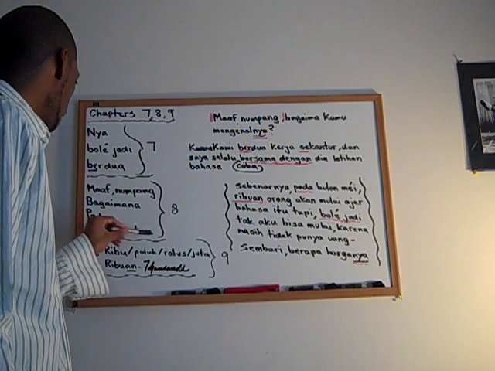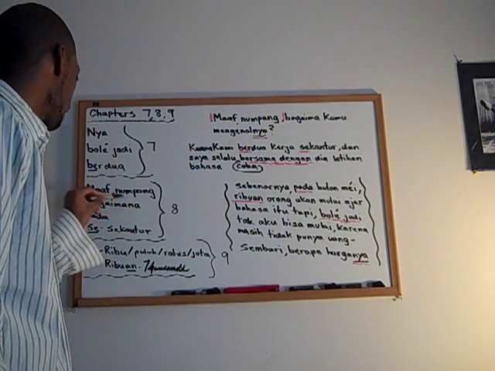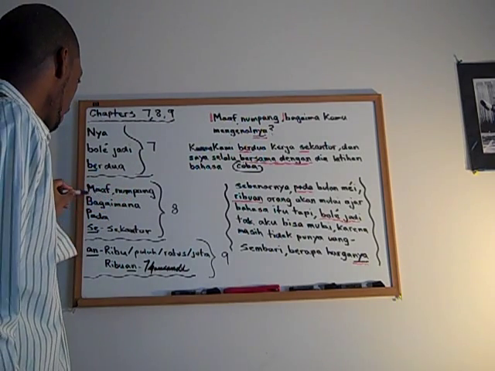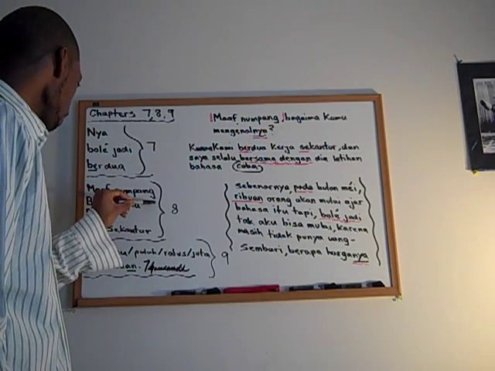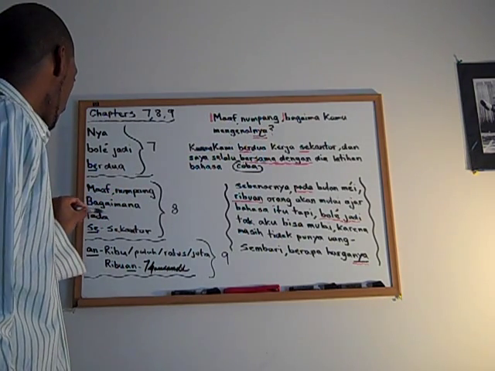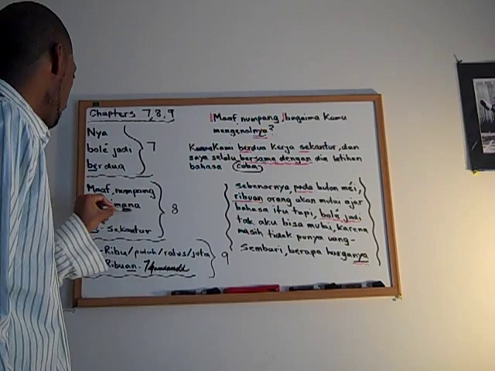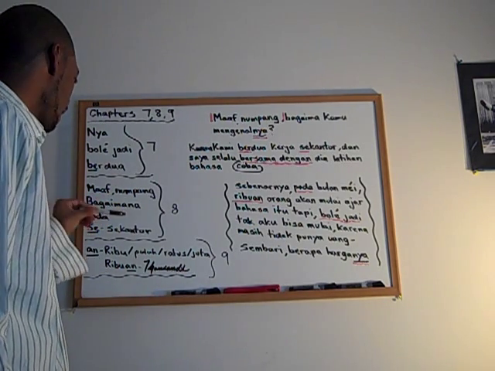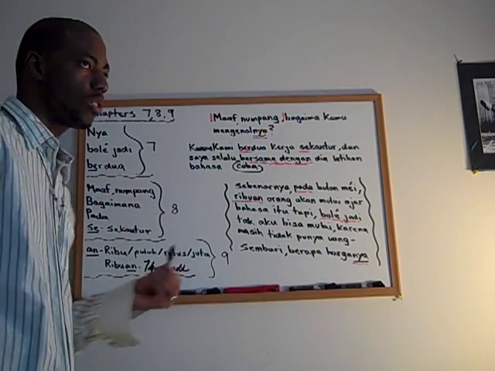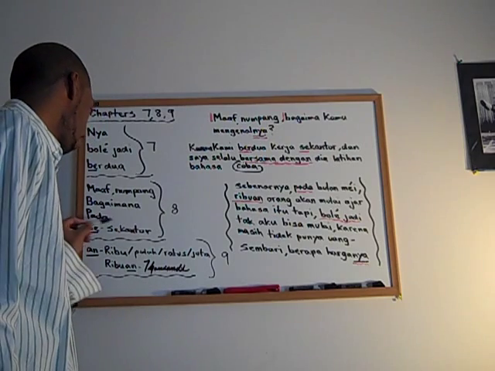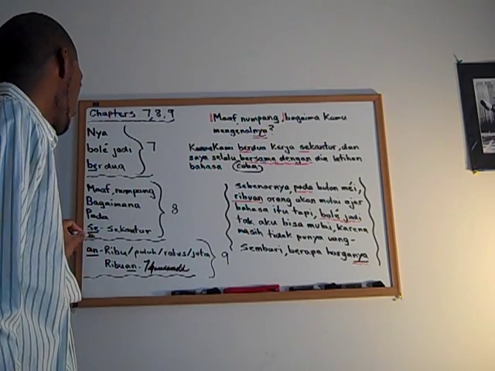Now chapter 8, here we have maaf numpang. This means excuse me, but may I ask. They explained that in chapter 8. So this is important, this is key. Bagaimana means how. This was also introduced in chapter 8. Pada is like in, and they mainly use it for months, like in the month of May, in the month of June. Pada.